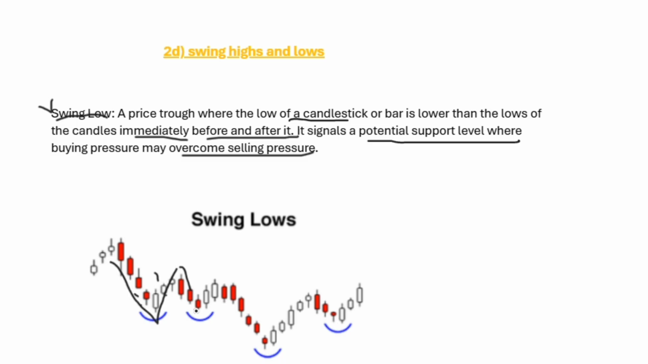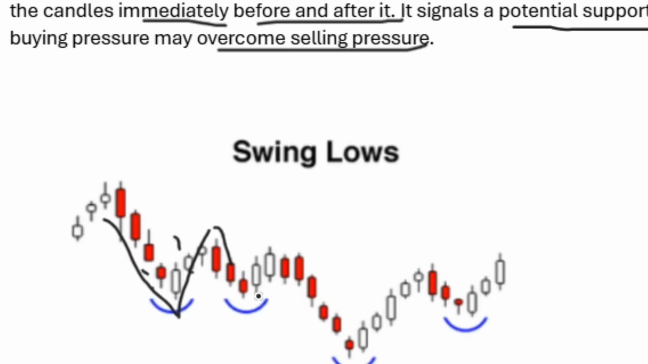Then look at this one, the last candle. Look at the candle before it and after it. This one is the last low, which is a swing low. Then it created a high. Then it went down and created the last candle. Look at the candle before it and after it. This one is called a swing low.